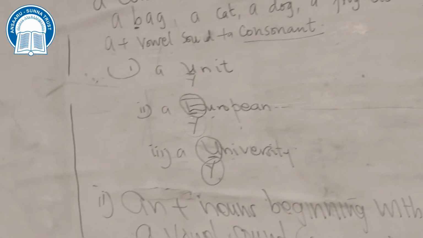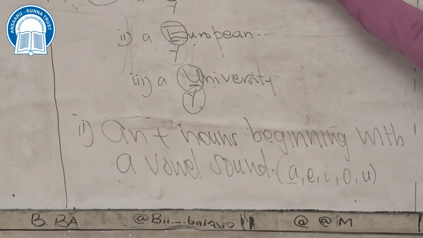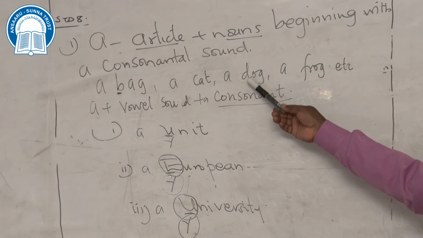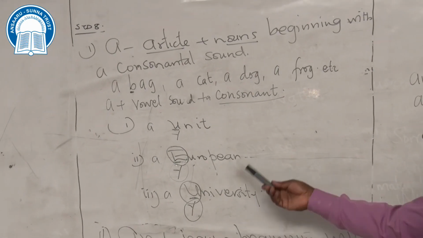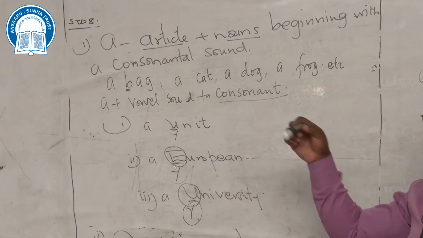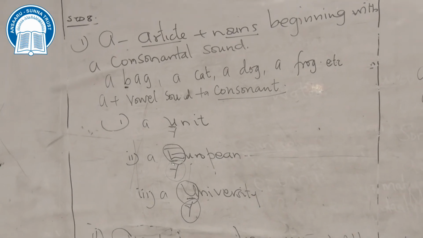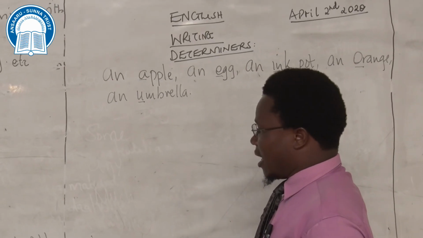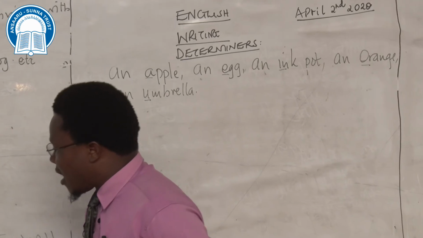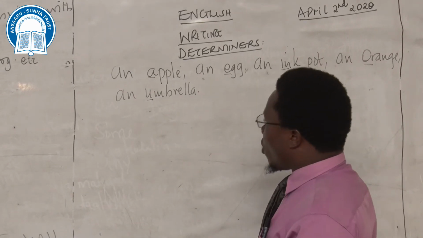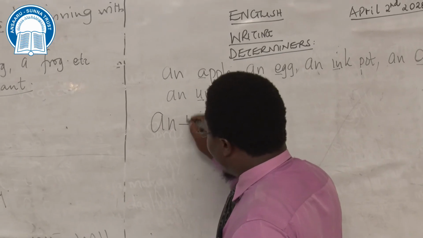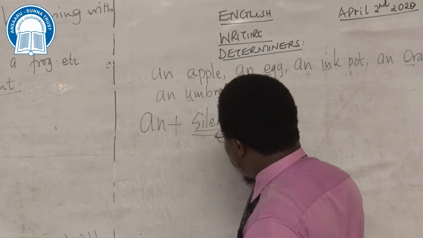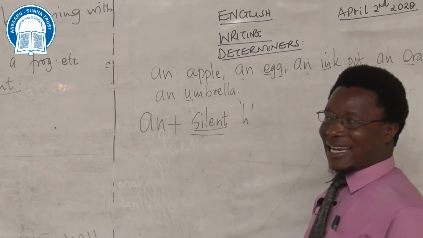And just to beef up also, just like we talked about the use of a article being used with the nouns beginning with a consonantal sound, and can also be used with the nouns beginning with a vowel sound but pronounced as a consonant. The an article, as much as it is used with nouns beginning with a vowel sound, can also be used with nouns beginning with a consonantal sound. For example, silent H.